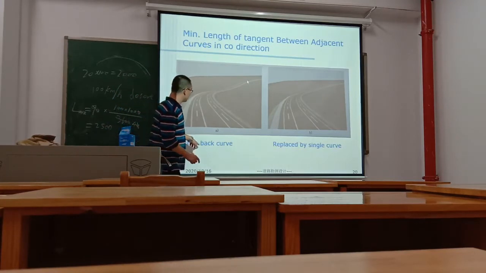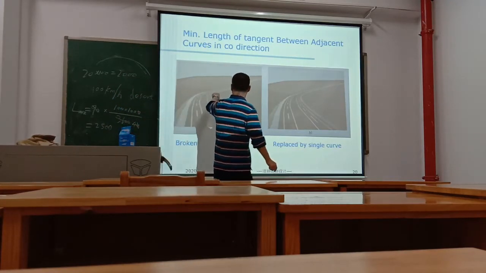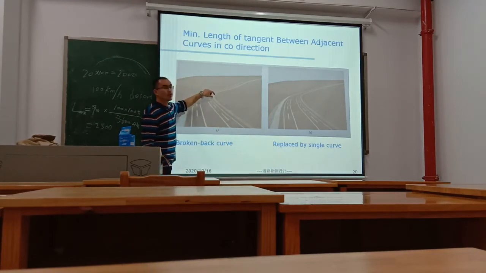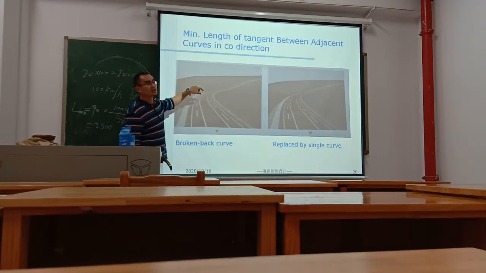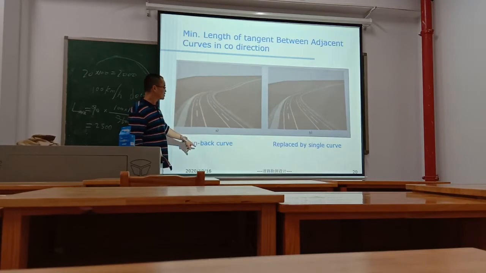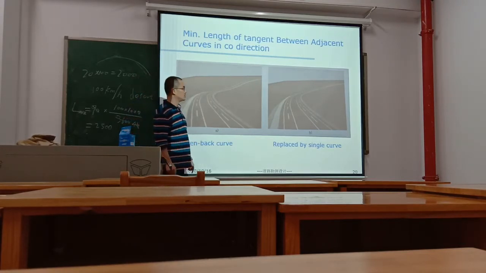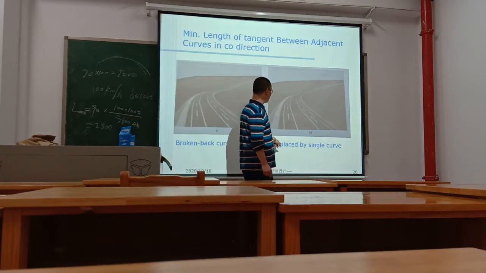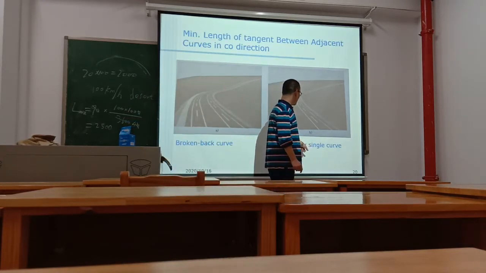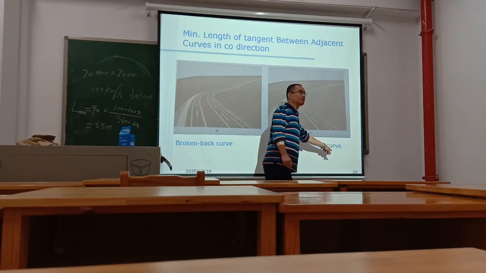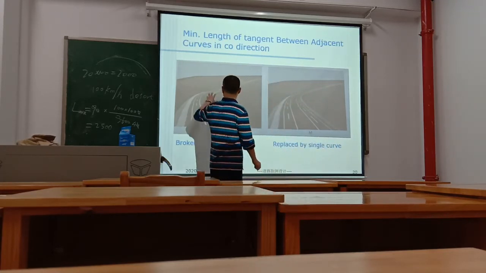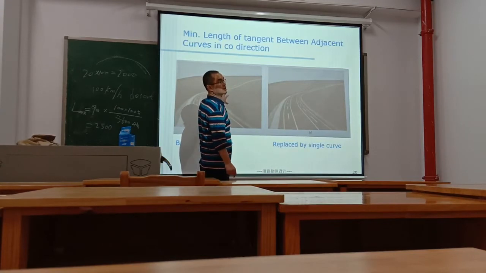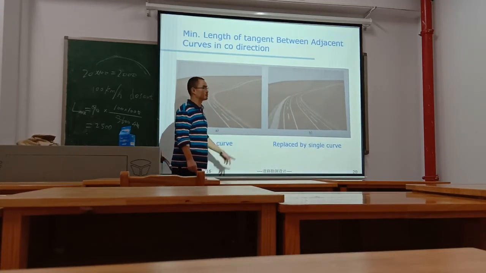This is a broken back curve. There is a very small tangent or straight line between the circular curves. So it's not safe. We can use a single curve to replace the two circular curves.